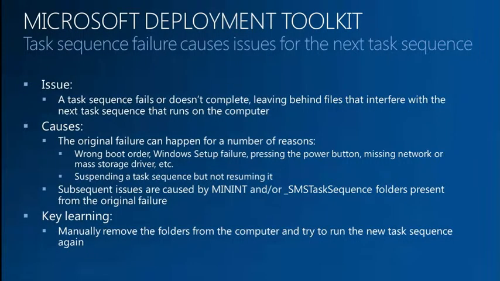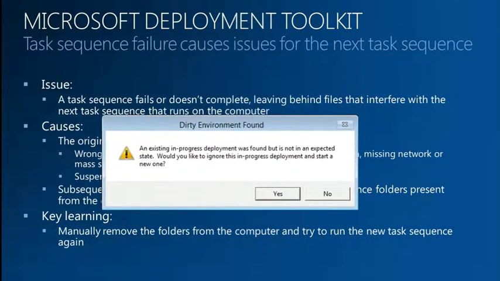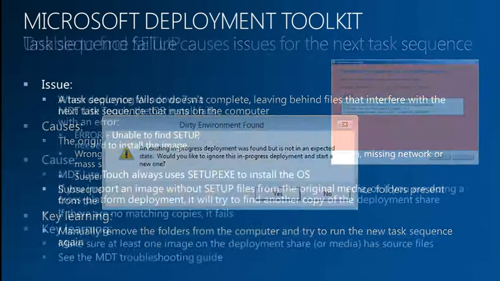What you really need to do is go in and delete that mini-nt folder, and sometimes the _SMS task sequence, especially if Config Manager falls over. So learn how to manually remove them: boot to WinPE, go in and remove them. If you've still got an OS, you can just go in and remove them there. I don't know how much time I've wasted myself doing this. I should know better, but I still forget occasionally. There's the dirty environment that we all saw before.